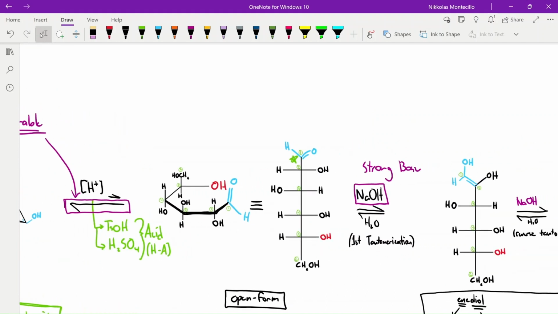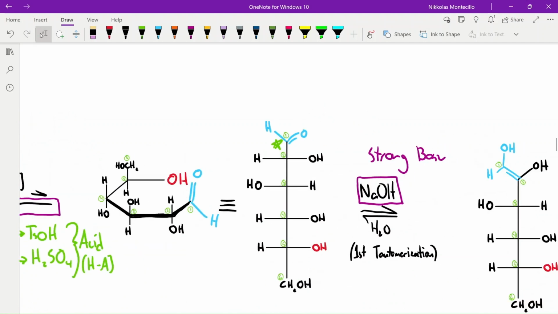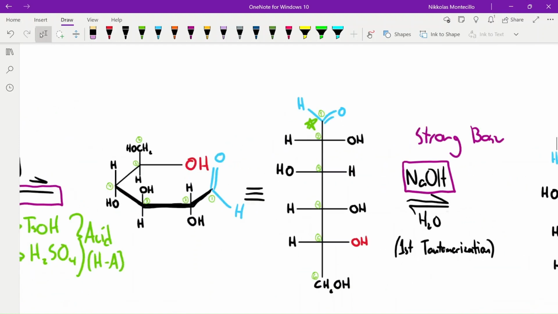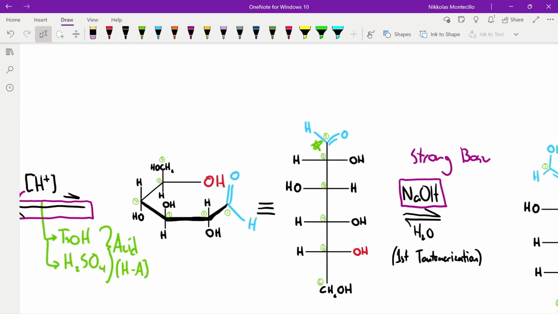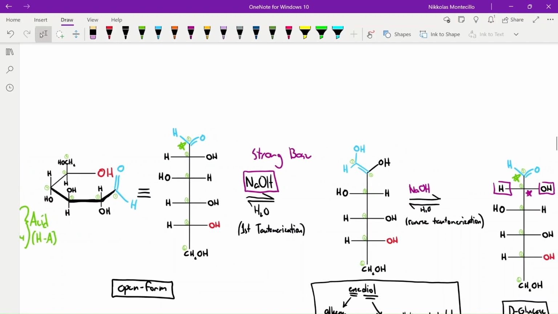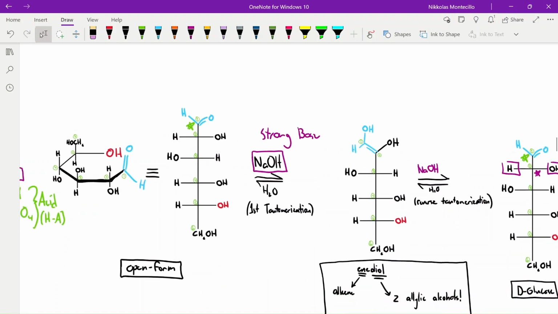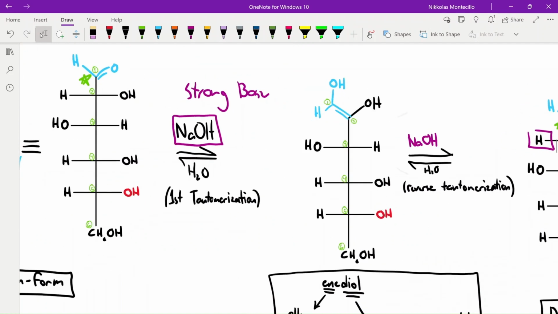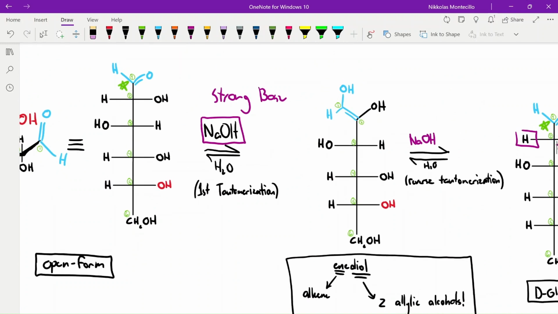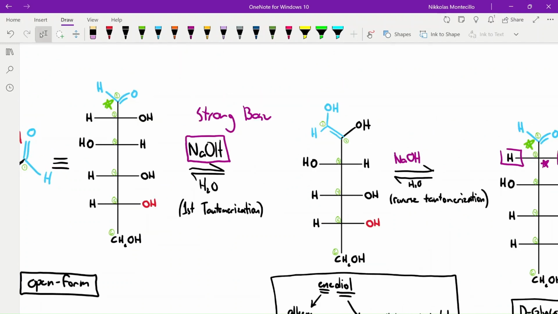So we can see here that in its open form, in the presence of a strong base, the monosaccharide or D-glucose reacts with the hydroxide ion from NaOH in the presence of water to tautomerize the carbohydrate into what we call an enediol, which is just the formation of an alkene shown here between carbon 1 and carbon 2, and the presence of two allylic alcohols, one alcohol here and the other one here. That's what they mean by enediol, right?